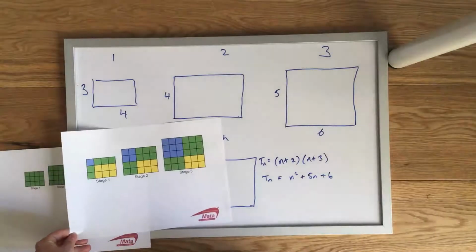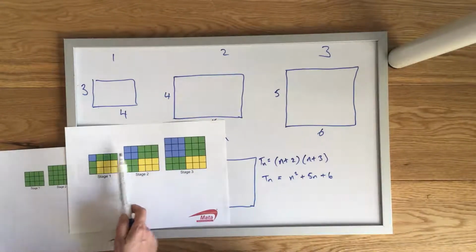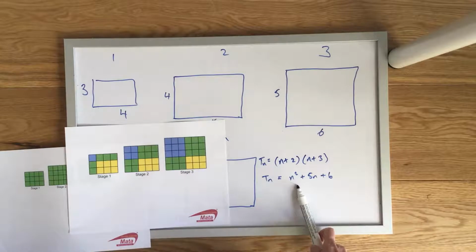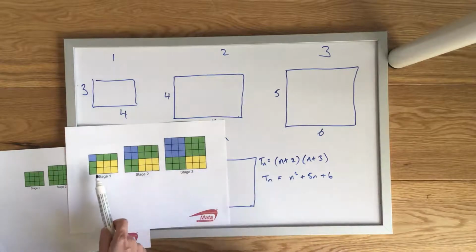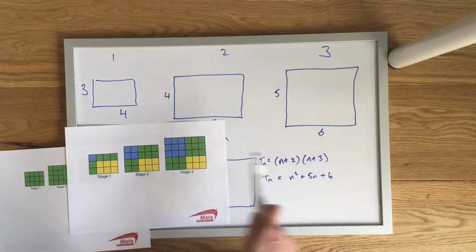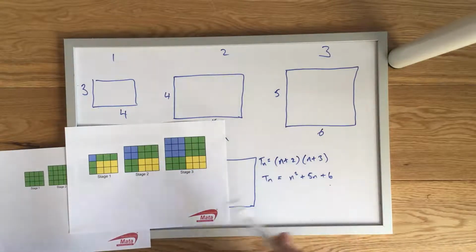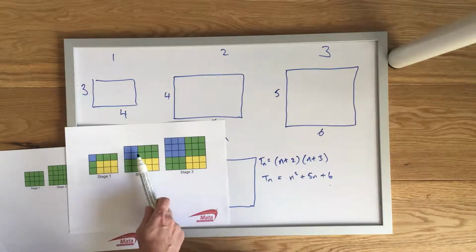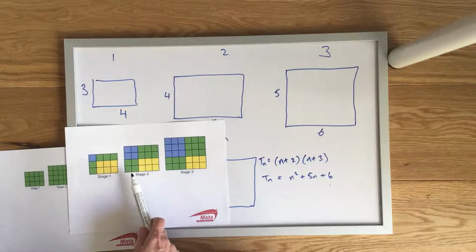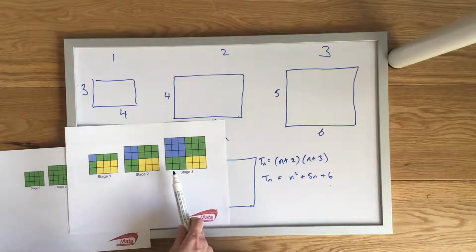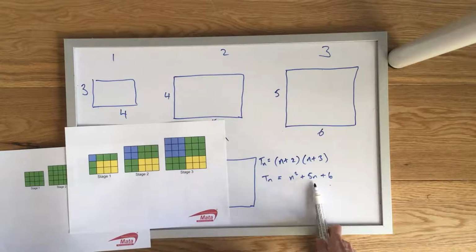But we can also see here that we have a 1 square, a 2 square, a 3 square, so we'd expect an n square. And then we have 6 yellow squares each time, so we have our 6. And then we have 3, 4, 5 ones. Here we have 3, 4, 5 twos. Here we have 3, 4, 5 threes. So we have 5 n's each time.